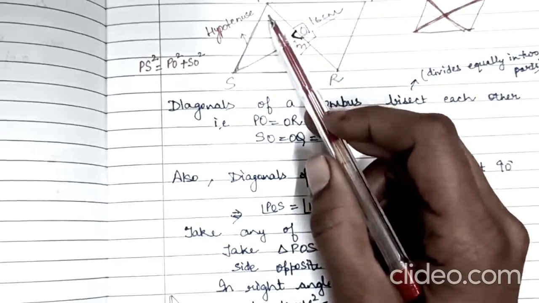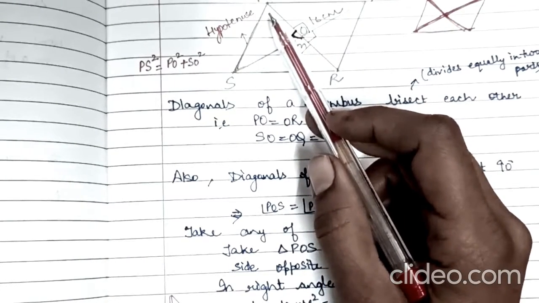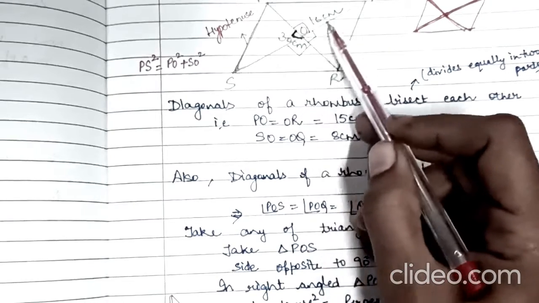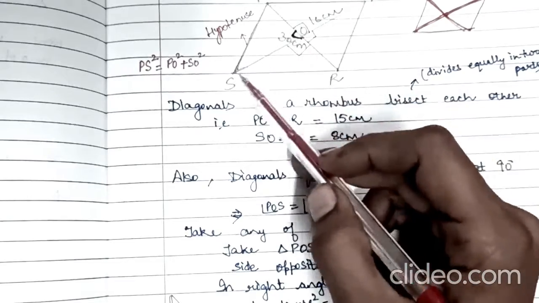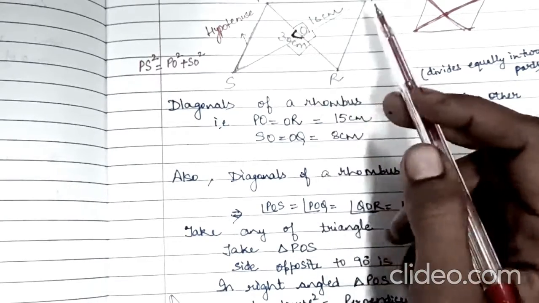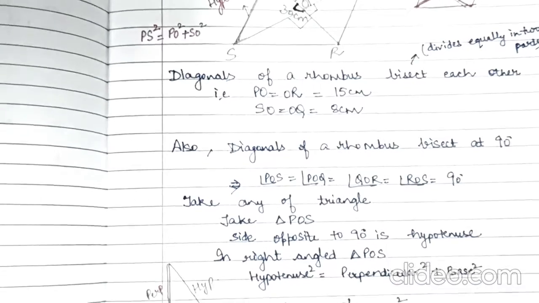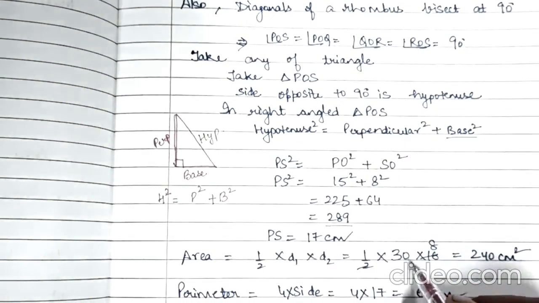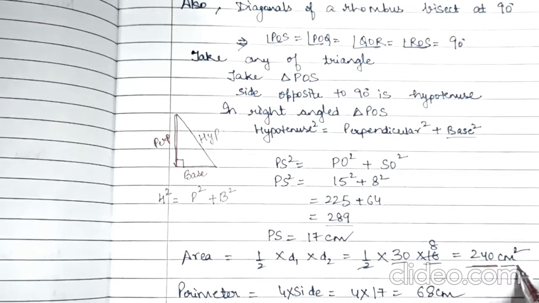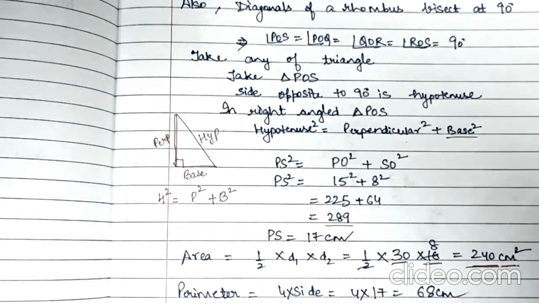Right, now we have done one formula, that is if the diagonals of the rhombus are given, then the area of a rhombus is half into product of its diagonals, that is half into 30 into 16 gives us 240 centimeter square. Now we have to find the perimeter of the rhombus.